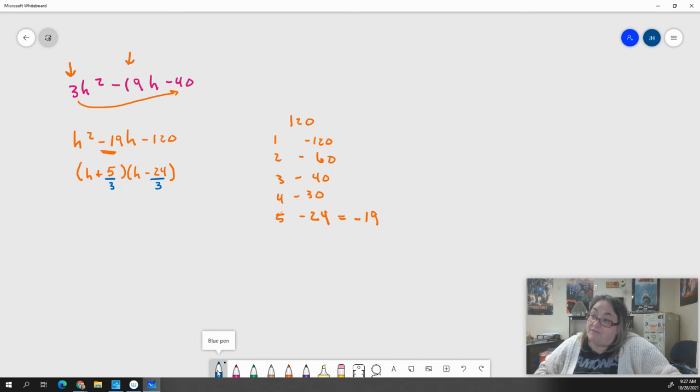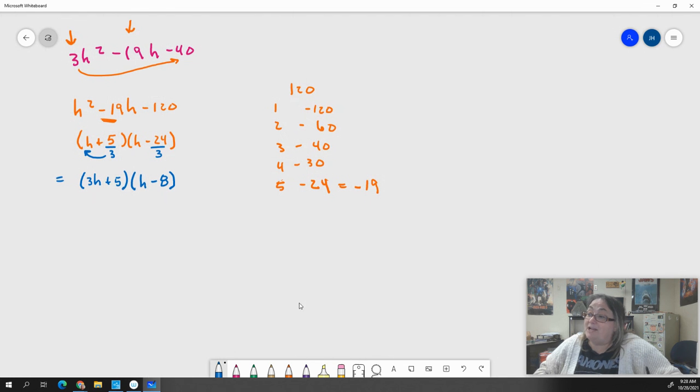Now in this case, 5 divided by 3 does not divide evenly. So we're going to take that 3 and put it in front of the h. So we wind up with 3h plus 5. 24 divided by 3, though, is just 8. So we will write it as h minus 8. And these are our factors.